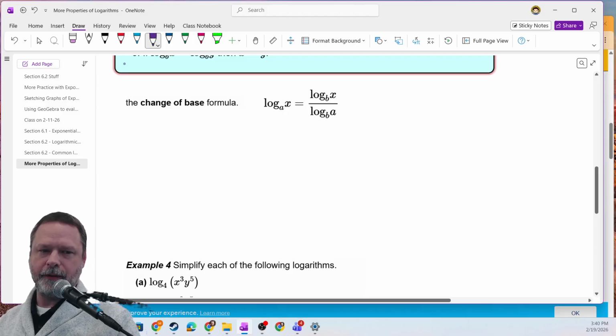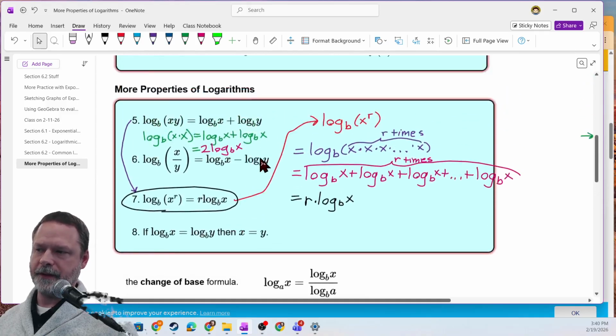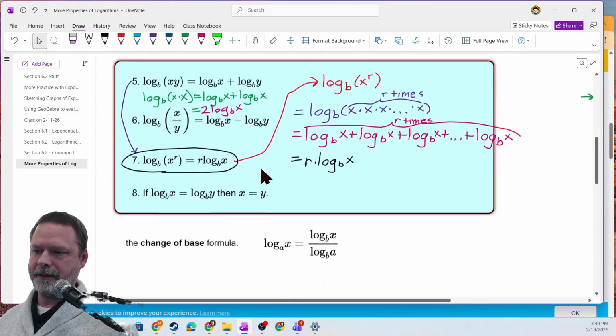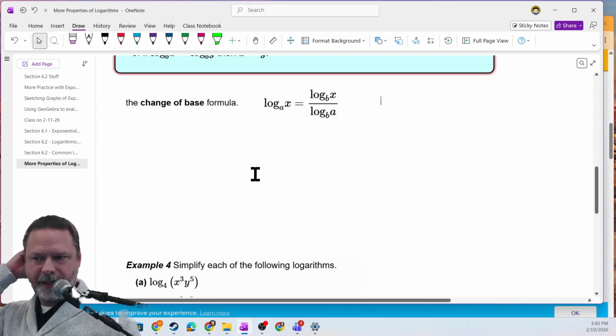There's one more thing I want to go over. We had the properties of logs we talked about last time, all these properties. What I want to do now is talk about the change of base formula. Let's see if we can figure out this change of base formula.